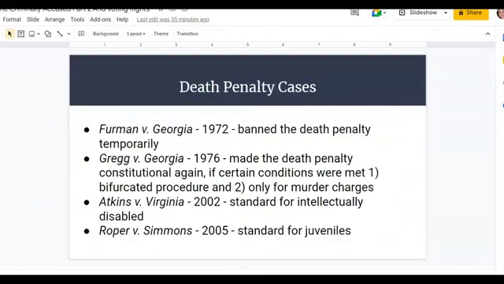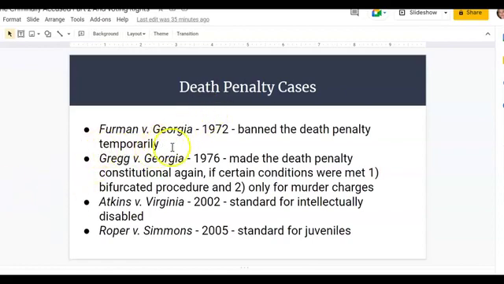So looking more specifically at certain death penalty cases, the death penalty was legal in the United States for centuries, and looking at a starting point of 1972, the Supreme Court, in the case of Furman v. Georgia, banned the death penalty absolutely, outright, for a period of about 4 years for a wide variety of reasons.